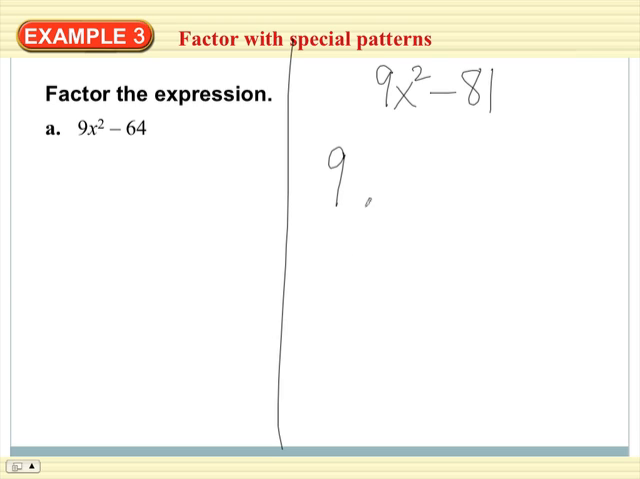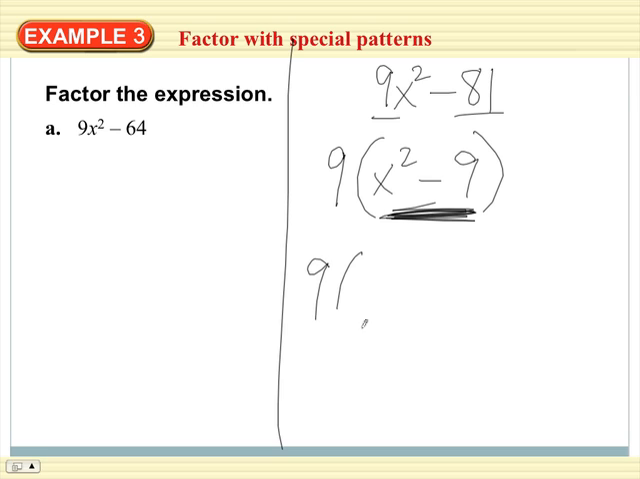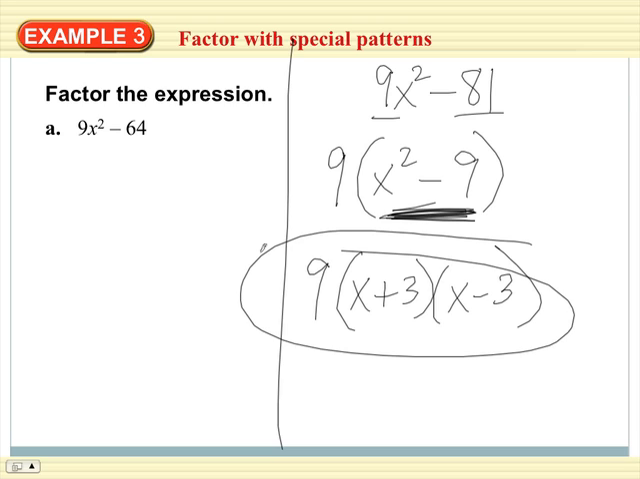9 and 81. 9 is our GCF. You pull it out. You factor it out. Right? 9 times x squared minus 9. Now look at that. You done? No. Nope. This thing right here is a difference of squares. You factor again. You factor until you can't factor anymore. Okay? So 9 times, this is x plus 3, x minus 3. There you go. Final answer.